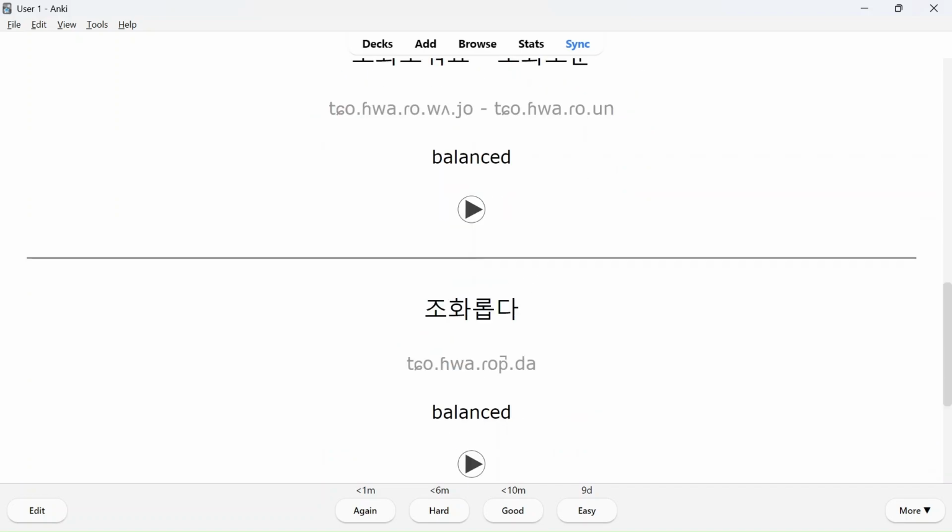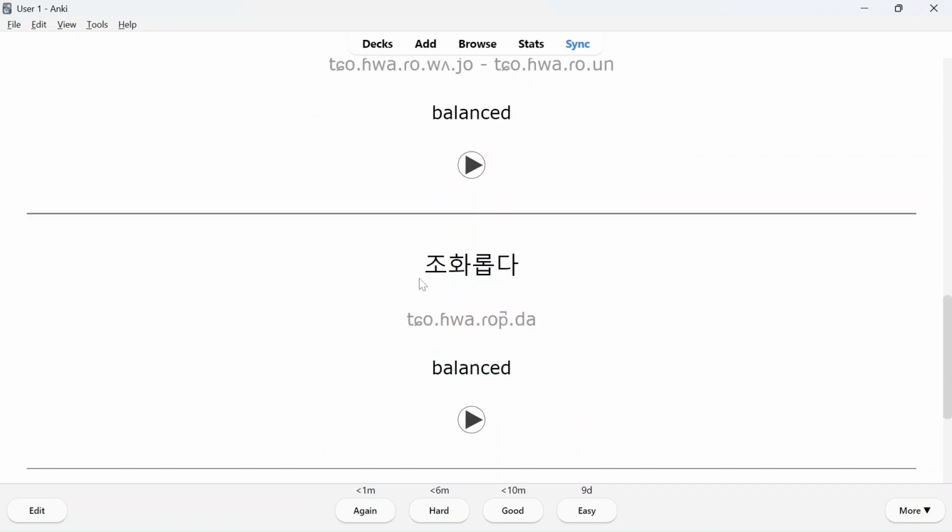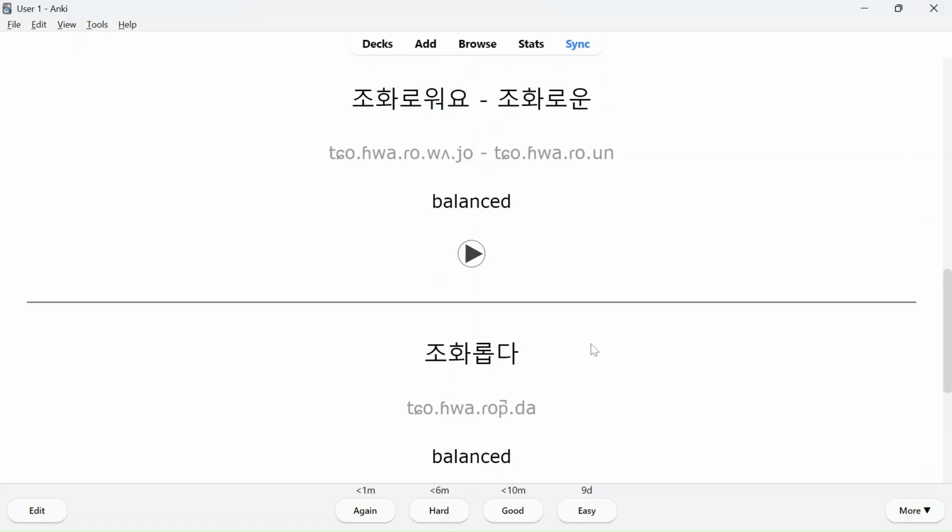Now I would like to go to the dictionary form, which you can see over here. Now the dictionary form is the base form of the word. It's the form you would usually look up in a dictionary. Now for Korean adjectives and verbs, the dictionary form often ends with a da sound, as you can see right over here and over here. Let's have a listen. 조화롭다. Great.